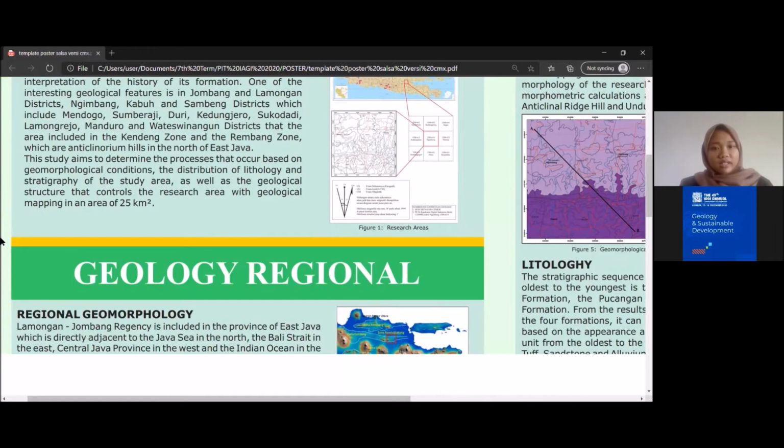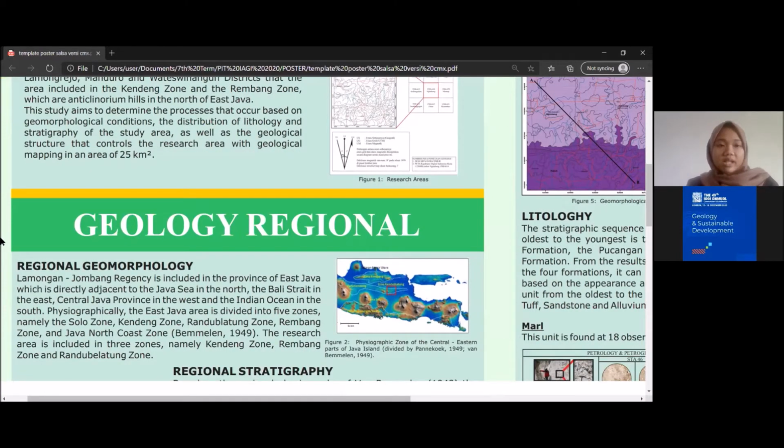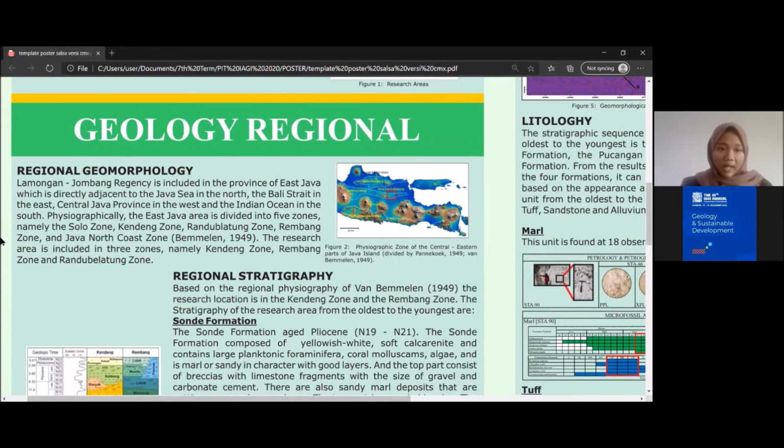Now let's move on to the next part, which is regional geology. Lamongan and Jombang Regency are included in East Java, which is physiographically divided into 5 zones. The research area is included in 3 zones, namely Kendeng zone, Jombang zone, and Bandung zone.